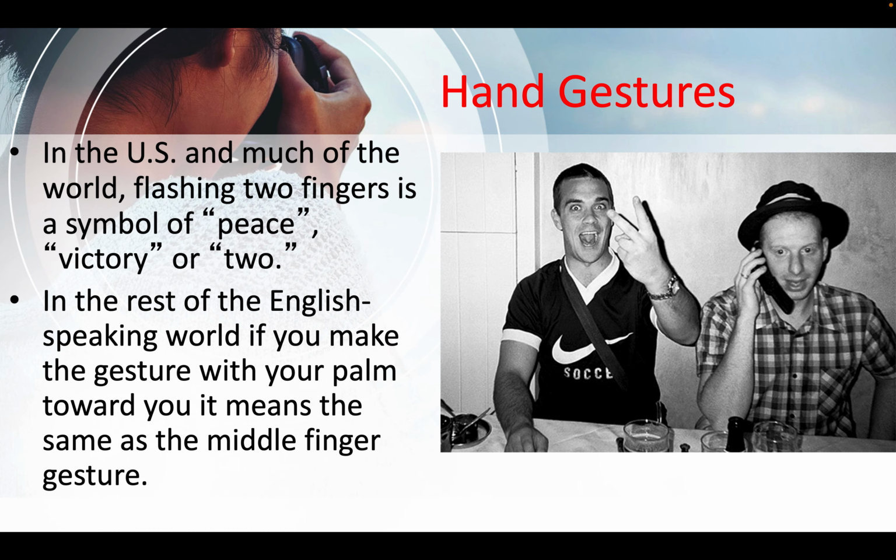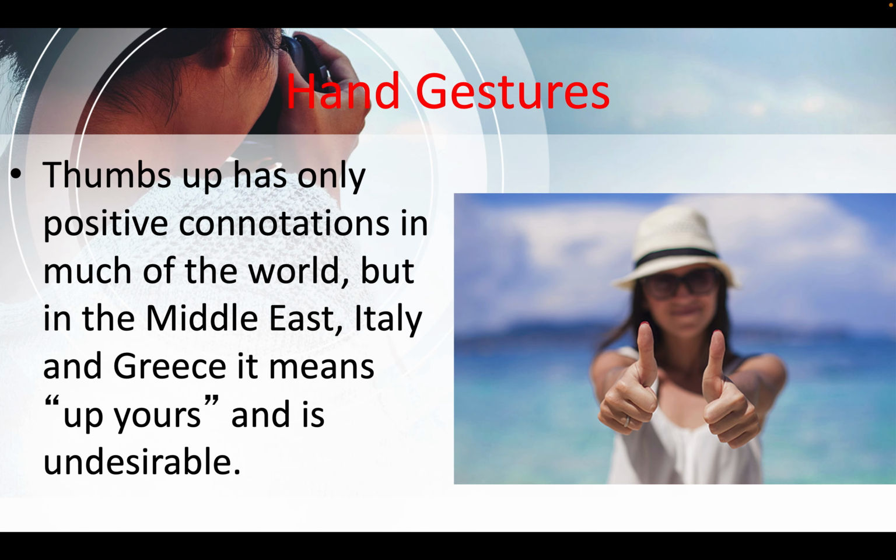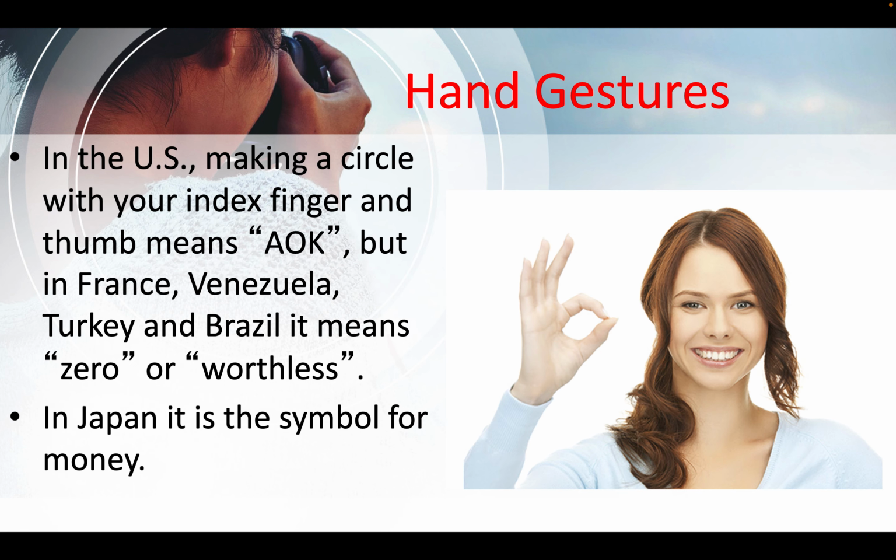In the United States and much of the world, flashing two fingers is a symbol of peace, victory, or two. In the rest of the English-speaking world, if you make the gesture with your palm toward you, it means the same as the middle finger gesture. So there you go. Thumbs up has only positive connotations in much of the world, but in the Middle East, Italy, and Greece, it means up yours and is undesirable.